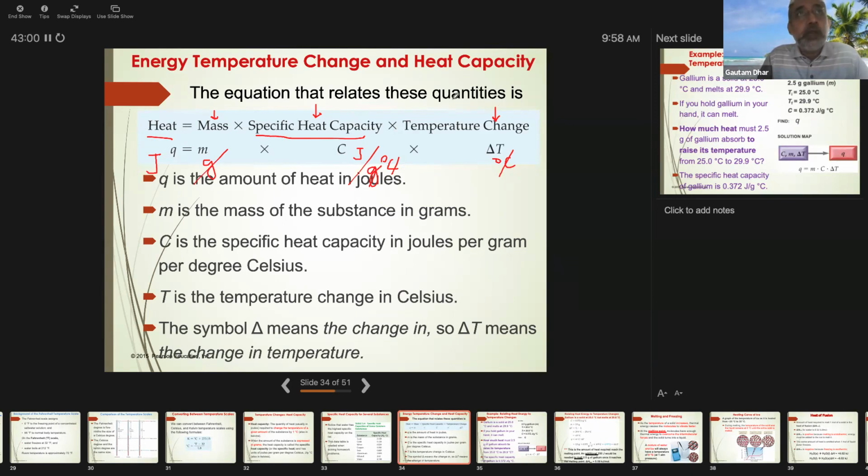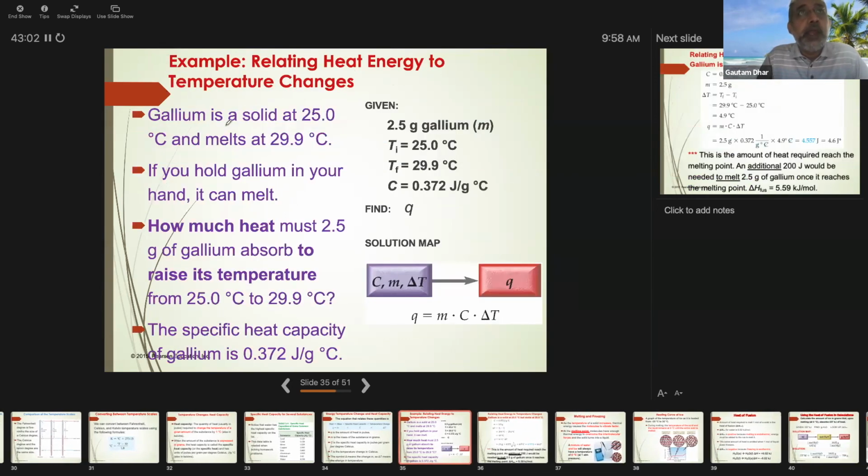Okay, so here is a question like, gallium is a solid at 25 degrees centigrade and melts at 29.9 degrees centigrade. So this is basically the melting temperature, and at 25 degrees centigrade, this is your initial temperature Ti. So you form this small table because there are a lot of things written here. You write a small table here with the essential things that you need. So 2.5 grams, that's your mass. You have the Ti and Tf, final and initial temperature. So from here you can get the delta T, the difference of temperature, final minus initial.